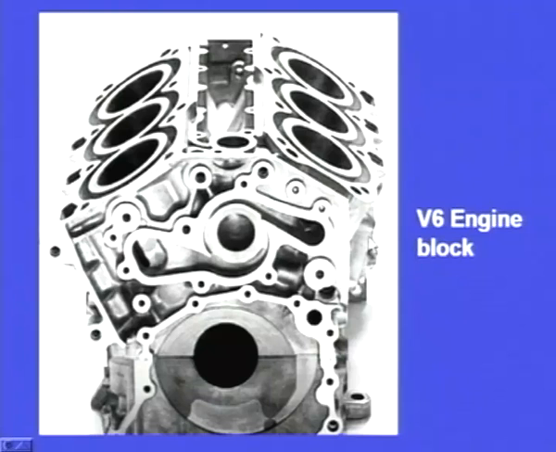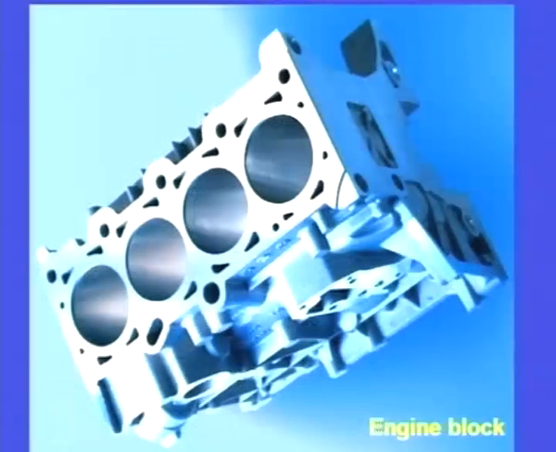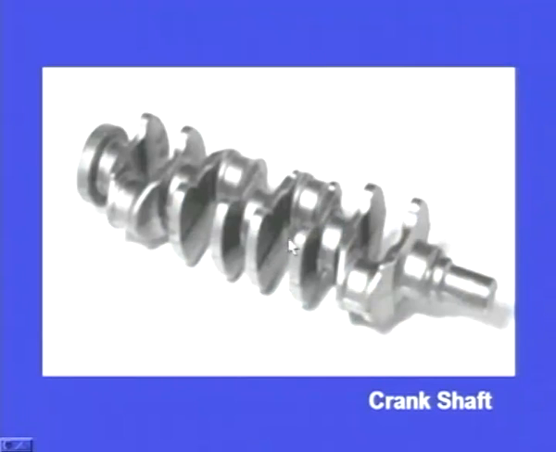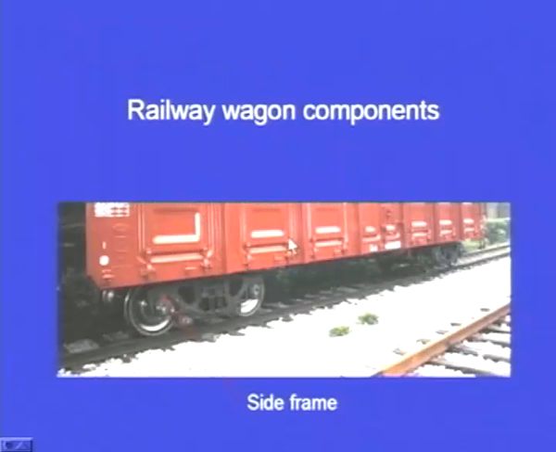This is an engine block, a V6 engine block. Here you can see 3 cylinders this side, 3 cylinders this side, and this whole thing comprises an engine block. This is manufactured by metal casting. This is another engine block where we can see 4 cylinders. This complex shape is manufactured by metal casting. This is a crankshaft, and it is manufactured by metal casting.